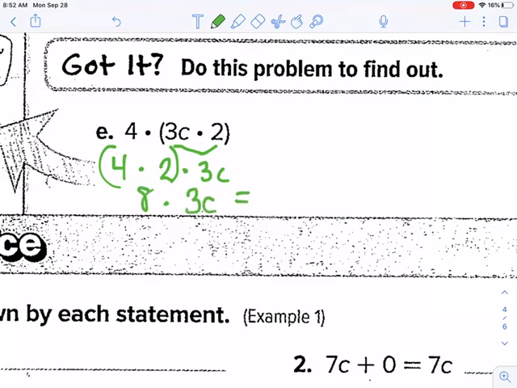You can multiply things that aren't the same. So 8 times 3 is 24 with the C.